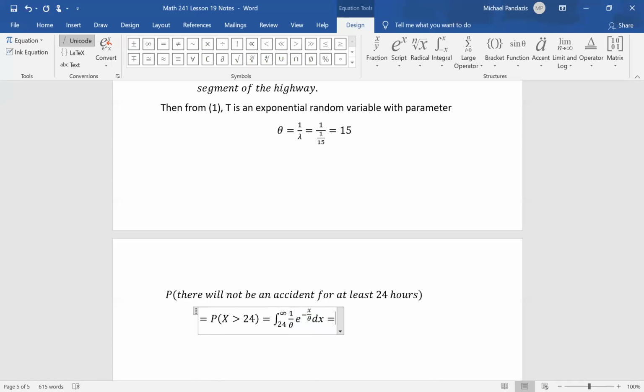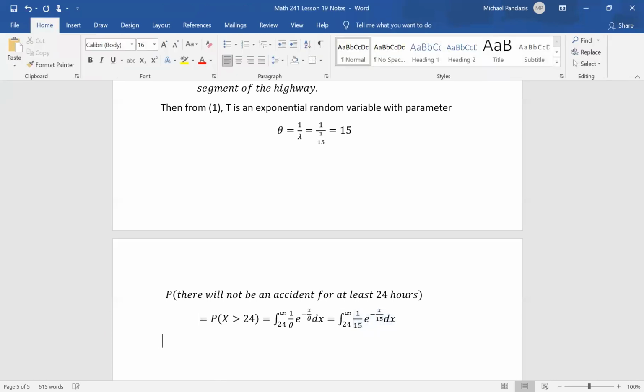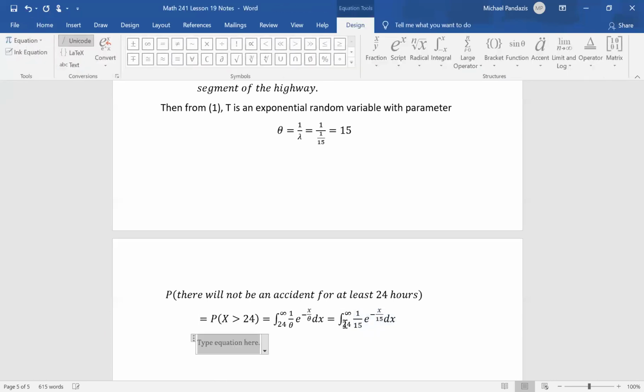And so then you plug in the value of theta here. Right? So we have theta is 15. So we have from 24 to infinity of 1 over 15 e to the negative x over 15 dx. Okay, so we have 1/15. And so then you calculate this integral.